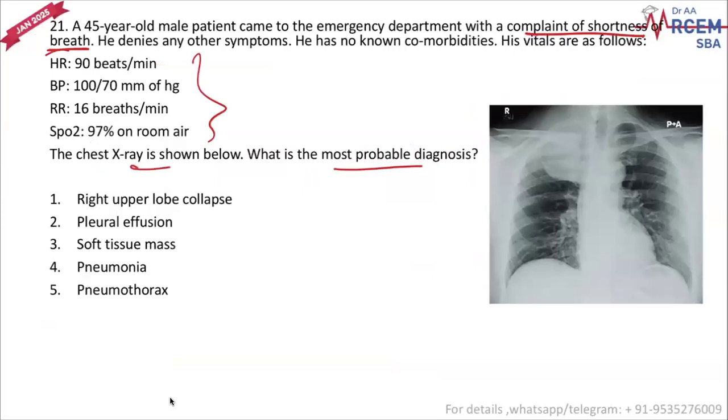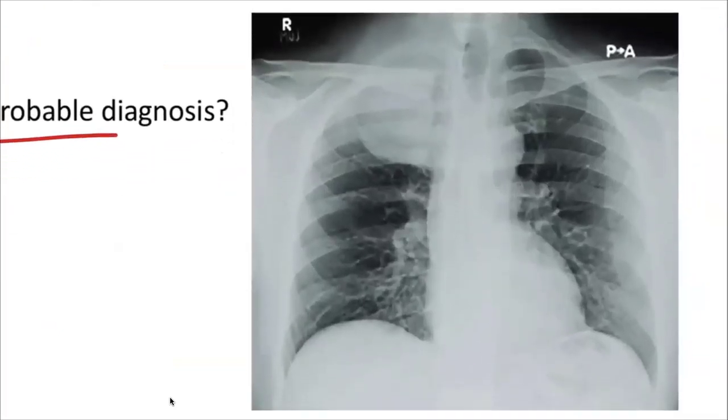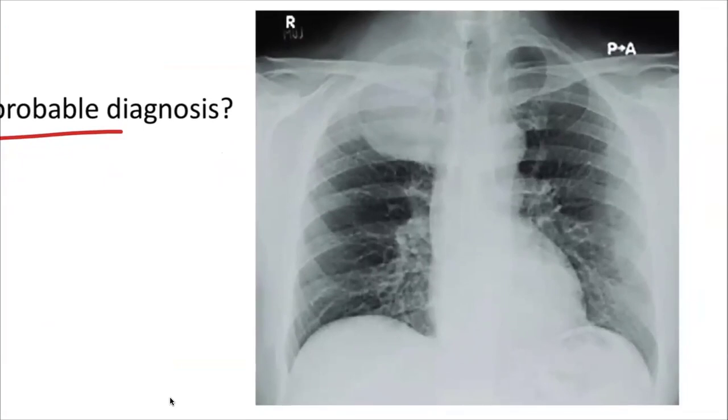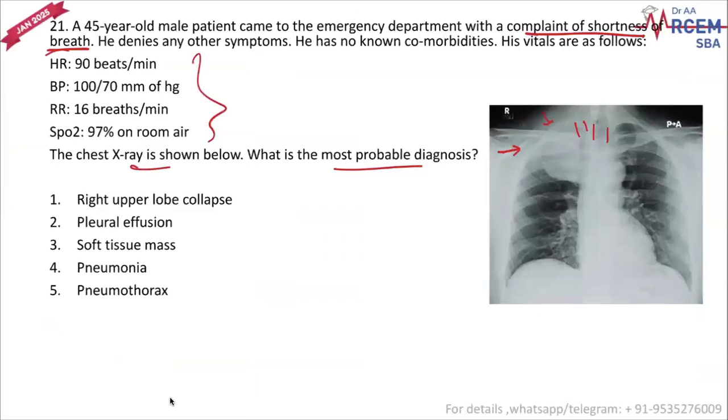How to see the X-ray? Everything depends on the X-ray here. There is a white patch that you are seeing in the apex region. This is the trachea, and the trachea is central. It is not deviated. If this was a lung collapse, it would have deviated to the same side. So I can rule out lung collapse here. Pleural effusion, I can rule out because there is no obstruction of the costophrenic angle.